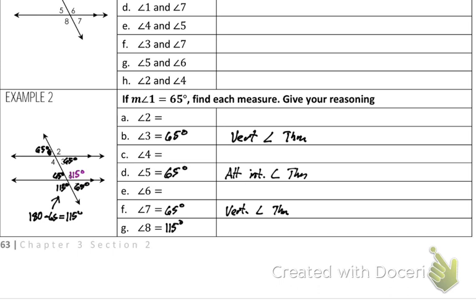Why? Alternate interior angles. So I have 4 as 115. Isaac used alternate interior angles. You could have also used corresponding angles with that angle 8 down here. He used alternate interior, yep, that's what he used. So he said 6 and 4 are both 115 because they're alternate interior.